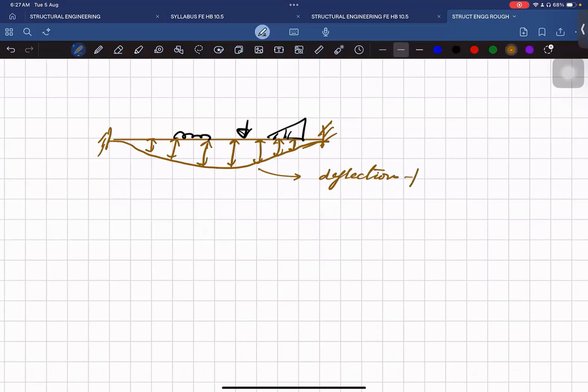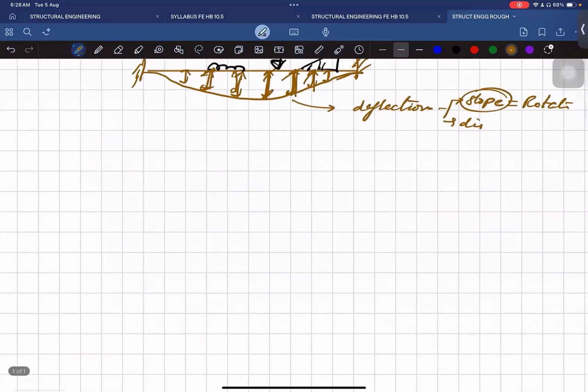These deflections can be either slope or displacement, that is vertical movement, where the slope is nothing but the rotation. So there can be questions to find the rotation or the slope, or to find the displacement of this member vertically down or up, and so on.